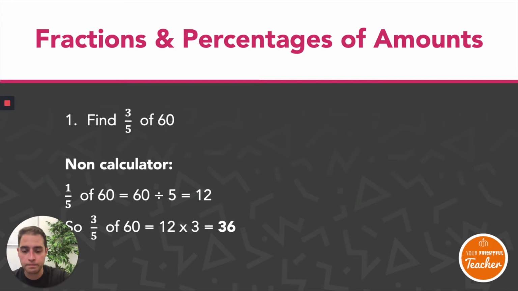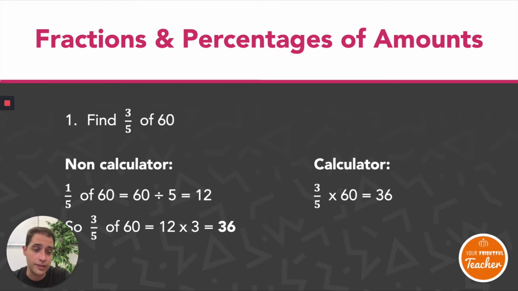Did you get that answer? Now, if we're doing it on a calculator and you've got that fancy scientific calculator with the fraction button, you simply press that fraction button, enter 3/5, times it by 60, and you get 36 instantly. So very simple if you know, and hopefully if you forgot, this was a helpful reminder.